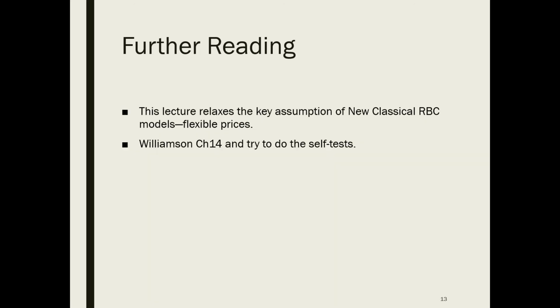To summarize, this lecture relaxes the key assumption of the new classical RBC model, the flexible prices, and then discusses how to introduce nominal friction into the New Keynesian model. We also see how to analyze the effects of monetary policy on the real side of the economy. And we conclude that nominal friction enables monetary policy to have non-neutral effects on the real side of the economy. Enjoy!